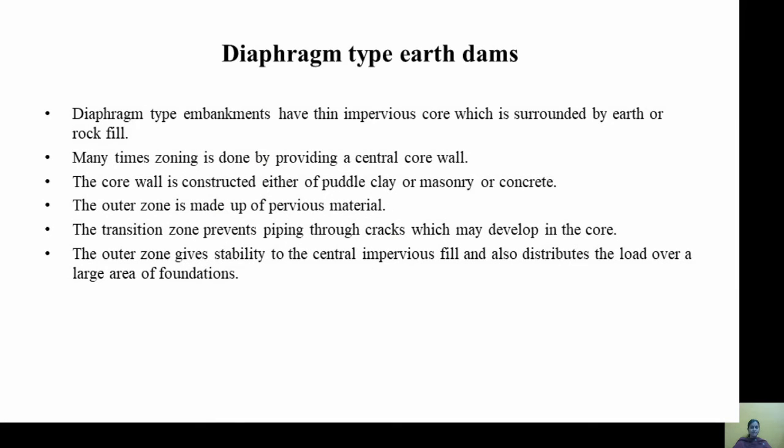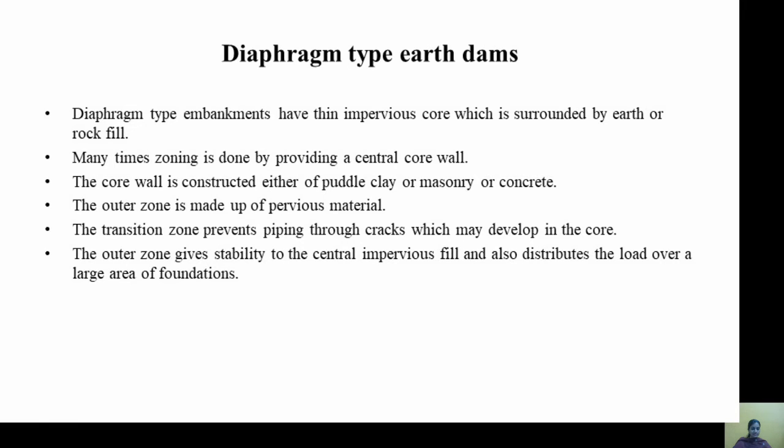The next type of earthen dam is the diaphragm earthen dam. The diaphragm type embankment has a thin impervious core which is surrounded by earth or rock fill. Many times zoning is done by providing a central core wall. So in a diaphragm type embankment, we can see a thin impervious core at the center of the earth fill.